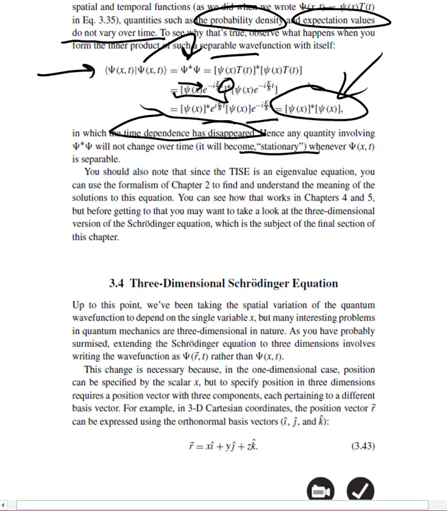So, since the time-independent Schrödinger equation is an eigenvalue equation, lots of the formalism that we talked about in Chapter 2 can be applied to the solutions to the Schrödinger equation. You'll see some of that in later chapters, but before you get to that, the next section is about the three-dimensional version of the Schrödinger equation. That's it for this section.